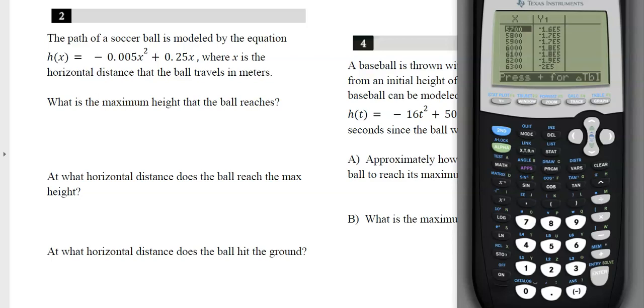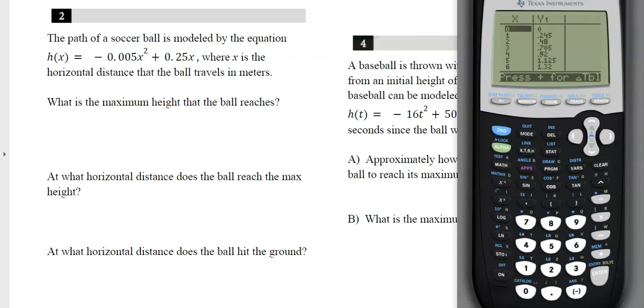So I want to go back and start my x's at 0 and go by ones. So I'm going to do table set, second window. And let's just start at 0. And let's go the table by ones. And now let's just go back to the table and see what's going on.